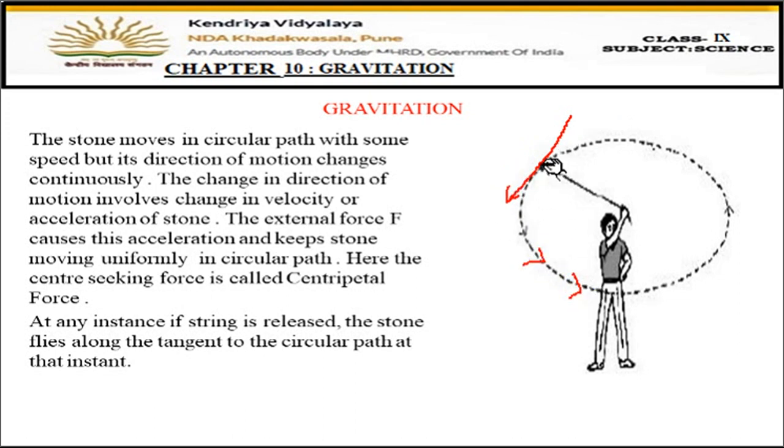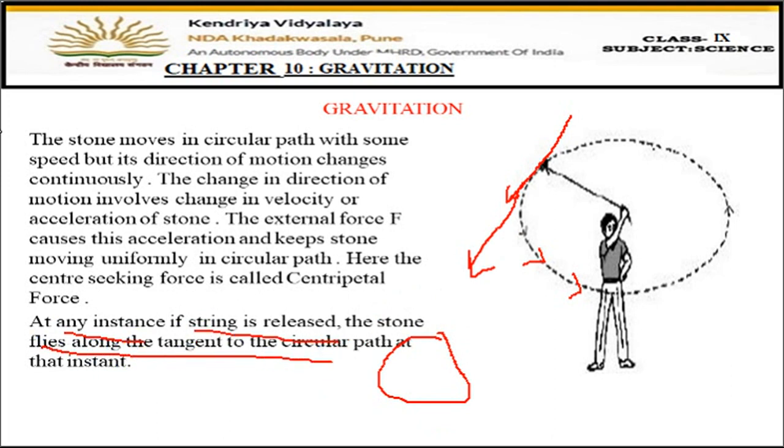So if at this point the boy releases the string, then the stone will fall in this direction, right? Somewhere here the ball will go and fall, the stone or the ball, whatever, right? So it will fall here. So at any instance, if the string is released, the stone flies along the tangent to the circular path.